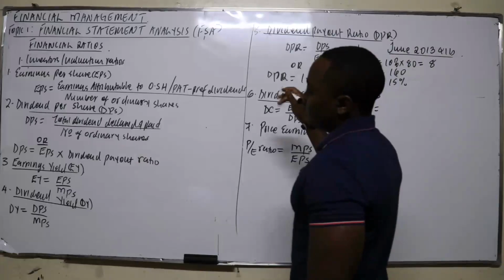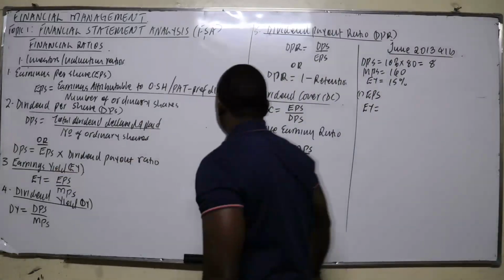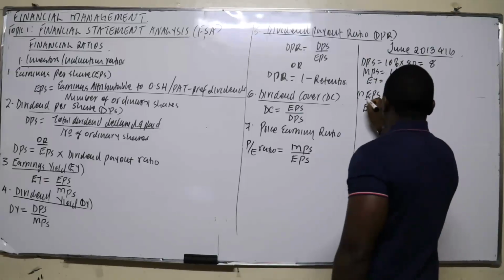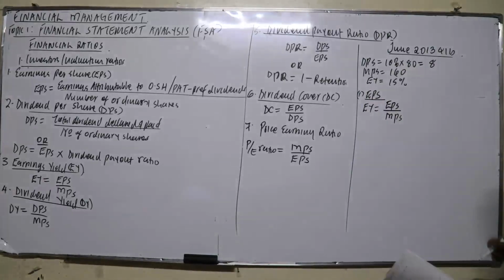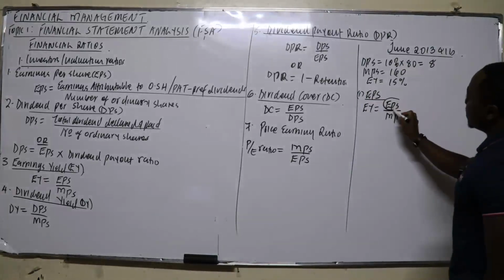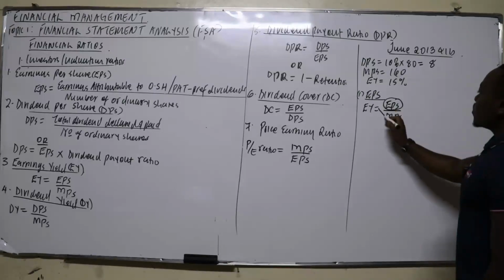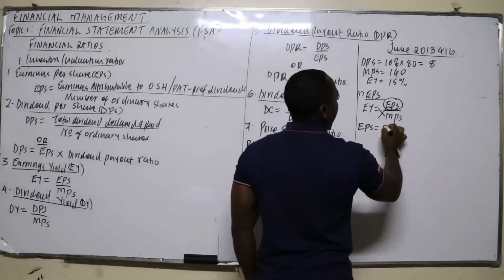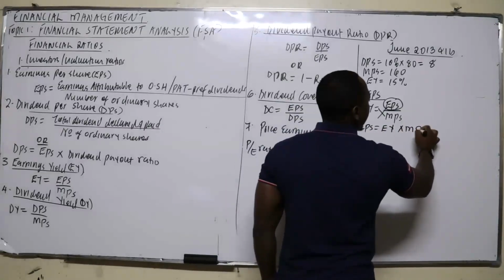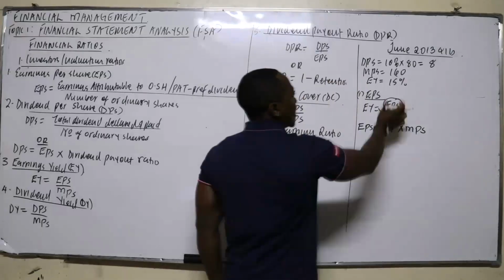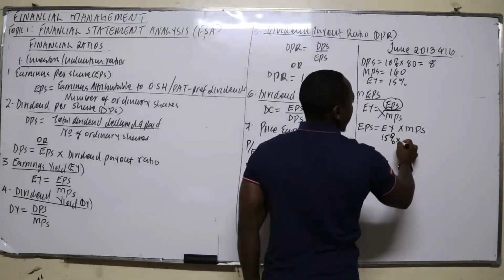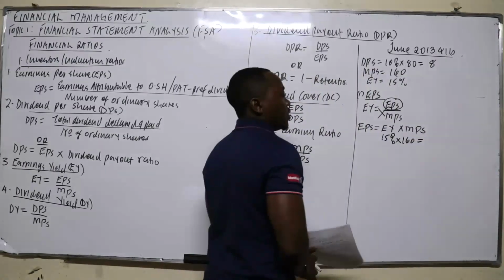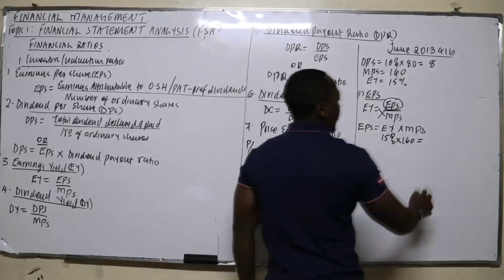How do we get the earnings yield? Here is the formula. To get the earnings yield, you take the earnings per share and divide by the market price per share. But the objective is to compute the earnings per share, so you make it the subject and cross multiply. Therefore, earnings per share equals the earnings yield multiplied by the market price per share. The earnings yield is 15%, multiplied by the market price per share, which is 160. So 16 plus 8, you get 24, right?